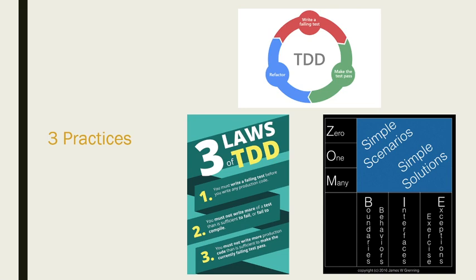Now, in terms of the S part of ZOMBIES, it's simple scenarios, simple solutions. So you want to think about writing simple tests, nothing complex. This is where I really try to stick to one exercise, one assertion per test, because I want to keep my tests very simple. The implementation that I provide in my code base should also be very simple so that I'm not coming up with complex solutions to very simple problems. That's a very common thing, I think, as we tend to over-engineer our solutions.